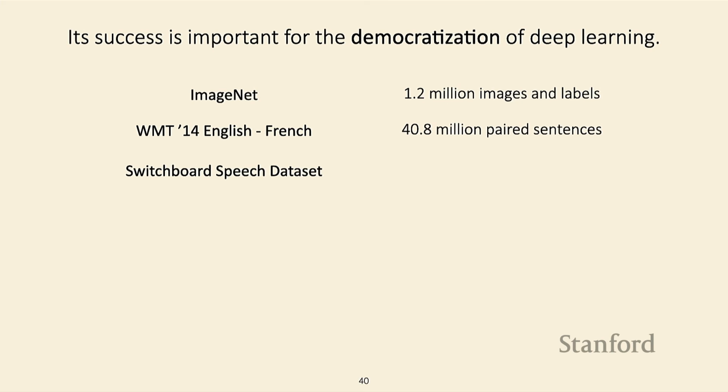ImageNet has 1.2 million images. This data set of English to French translation has 40 million paired sentences. And the Switchboard data set has 300 hours of labeled data. So this is a lot of data. And if these are exactly the problems or the data distributions you care about, you're in great shape. But a lot of problems that we look at don't have this amount of data.